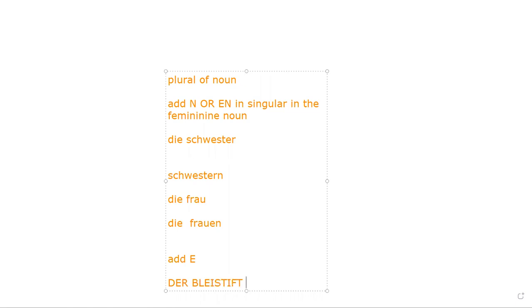Der Bleistift, we have pencil. But if I say the pencils, what can I say? We have to add e. So for the plural, die. Yes, the pencils, die Bleistifte. Is it clear to you, bachon?